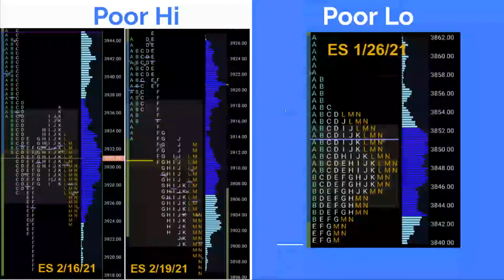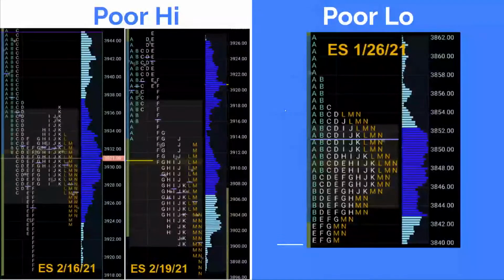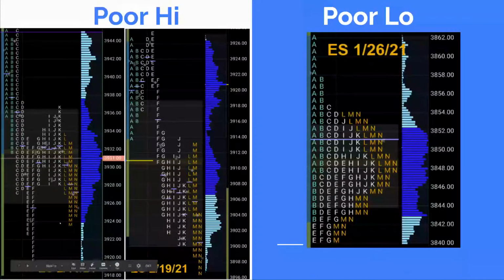Here are some examples of it. The one on the left is the poor high. The one on the right is a poor low. Let's just take a look here real quick. These are 2 graphics. You can see I put the date on there, February 16th and February 19th in the ES if you wanted to go back and look. These are split profiles. I split them out. And you can see, let me turn on my little highlighter again. Here is an open, it tested lower, came back, and came right up to it.